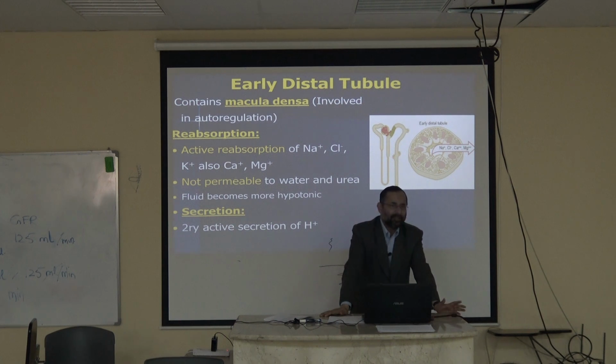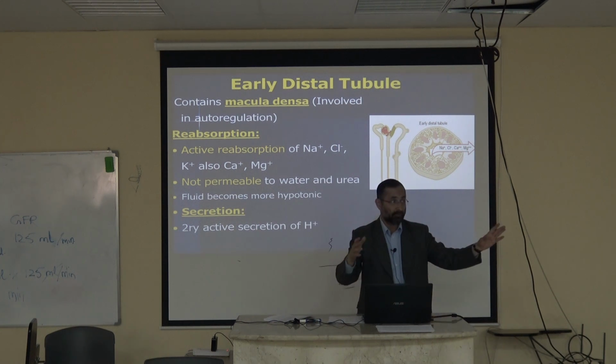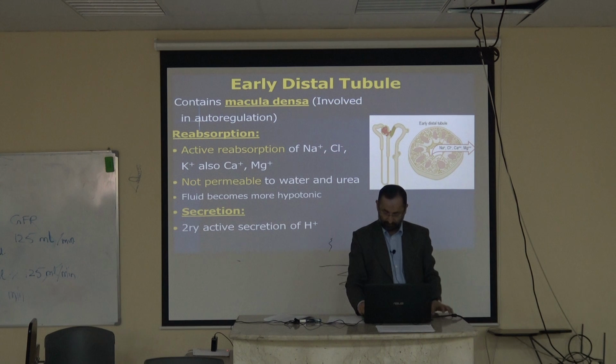Hydrogen ions are secreted still from this part also. Hydrogen ions were secreted from the proximal tubules, they were secreted from the thick loop of Henle, and they are now secreted here by secondary active transport. Okay? The same sodium hydrogen counter transport. Remember? Hydrogen ions.